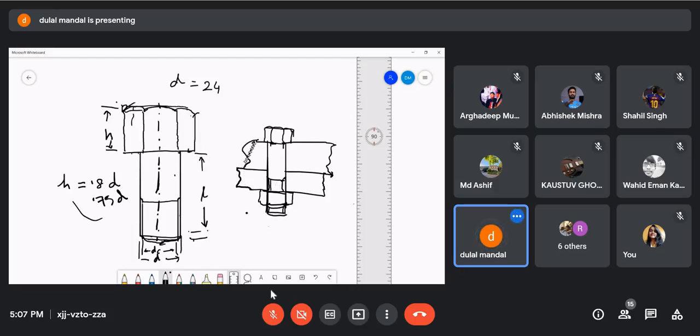So this is an object. Hatching line should be 45 degree. Spacing between them should be about 1.5 to 2 mm. There is a central line. Okay. So first case you draw this. This you consider.